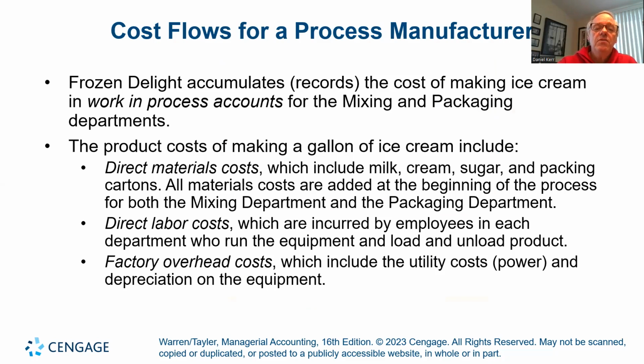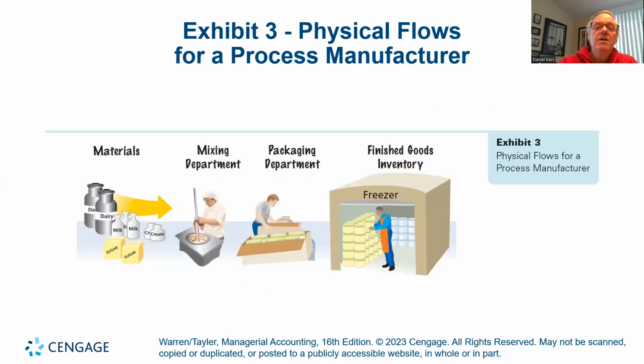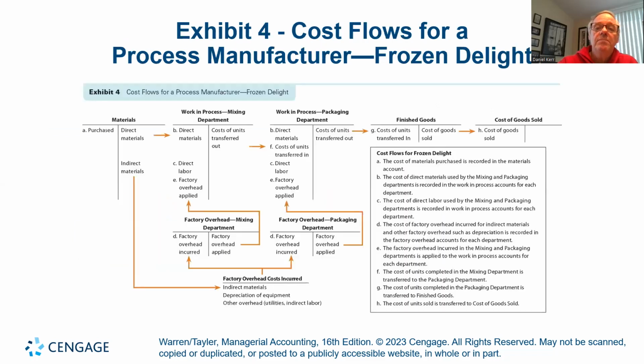And we're going to have raw material. We're going to have direct materials such as milk and sugar and cartons. We're going to have direct labor, and we're going to have factory overhead, just like we had in job order costing. But we're going to be tracing these, we're going to be transferring these costs not to individual jobs, but to individual processes that will eventually make their way to the finished goods inventory. So here's the physical flow. The materials go into the mixing department. Stuff is mixed. It's shipped off to the packaging department, and it ends up in finished goods inventory.